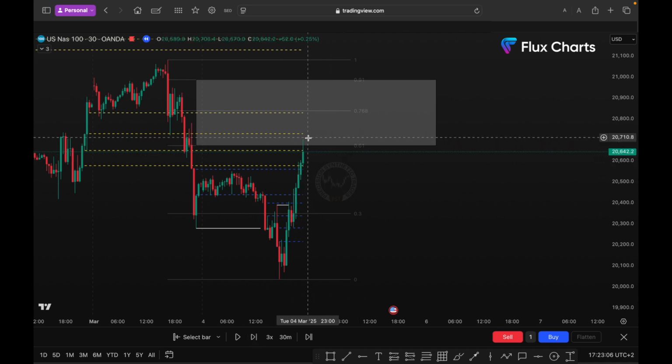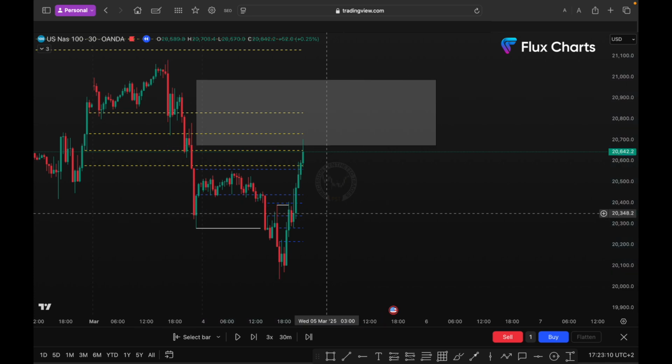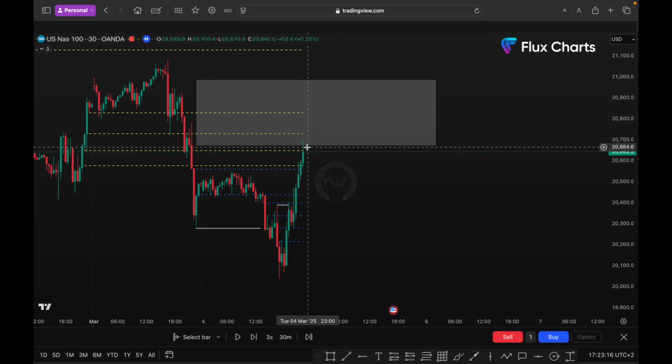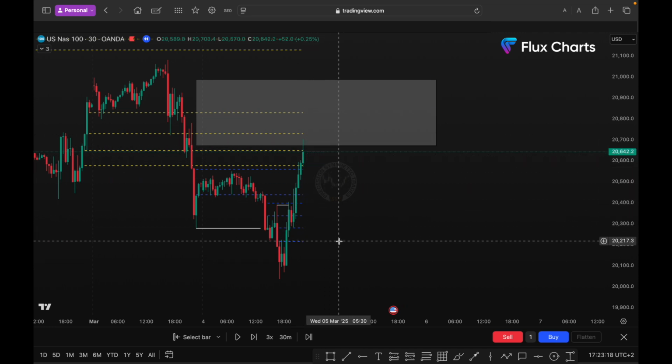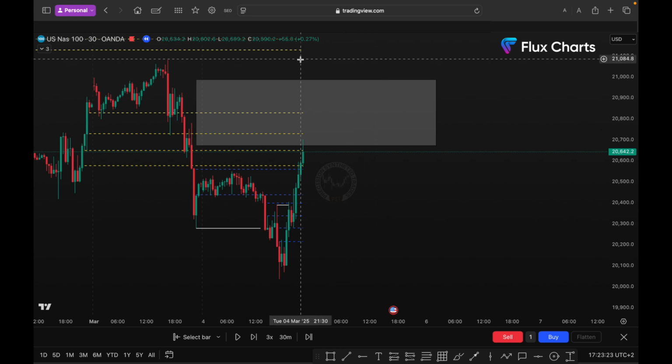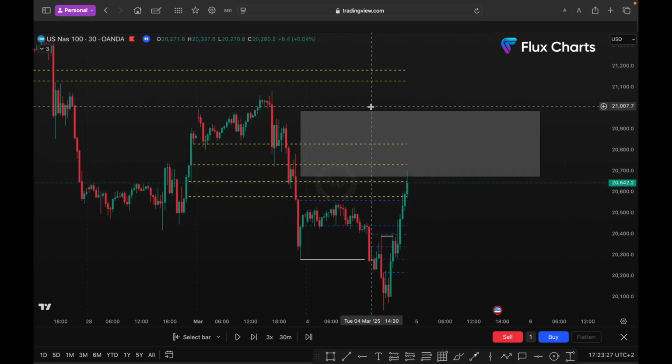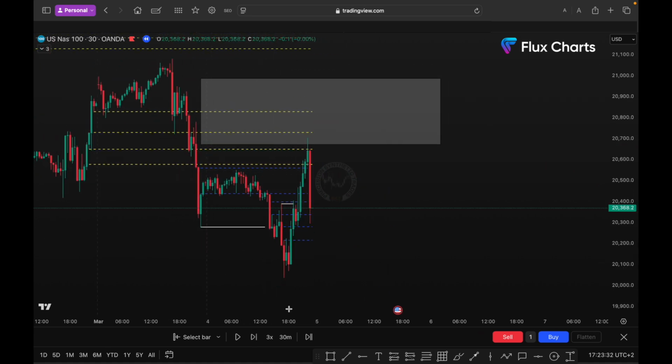So now let me just delete this fib. Now I have the confirmation right over here, price tapped here. So we want a retracement to come down and continue up further to break this high right over here. So let's have a look. There we go. Price immediately retraced.